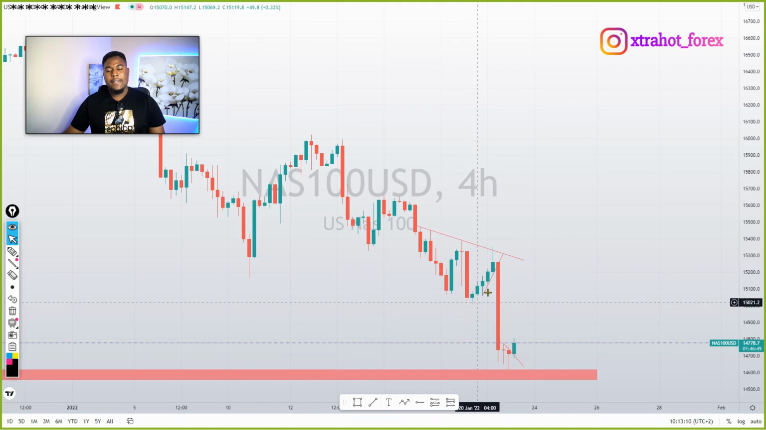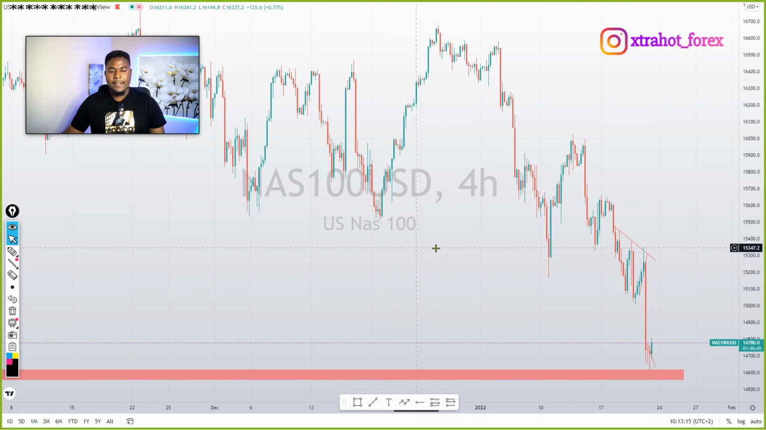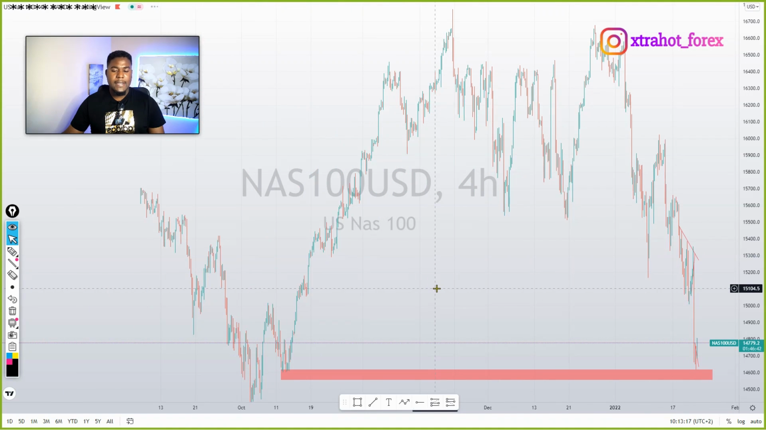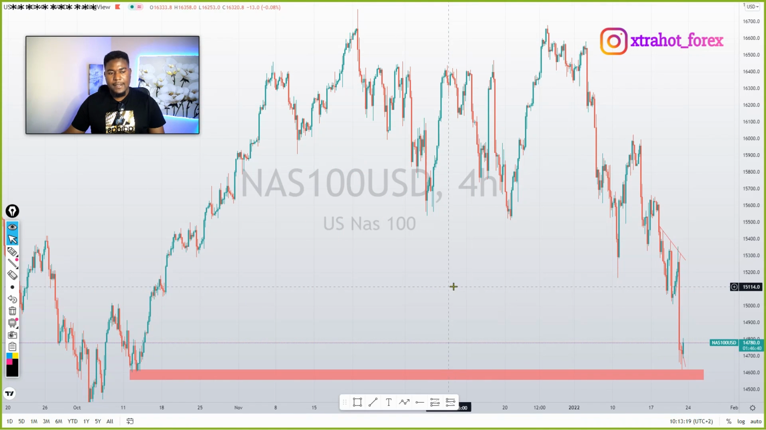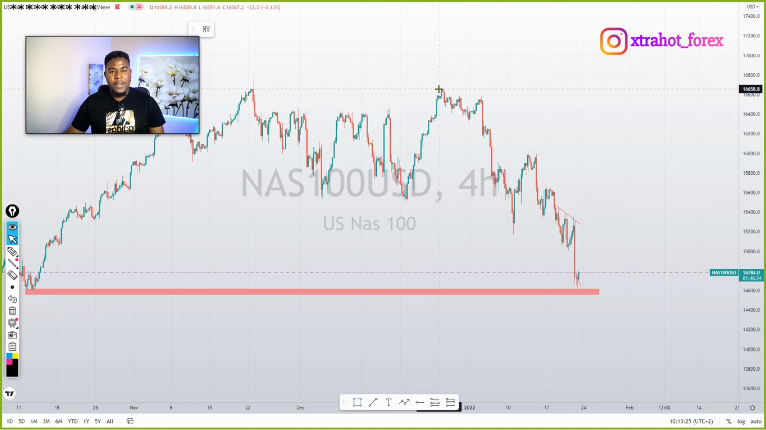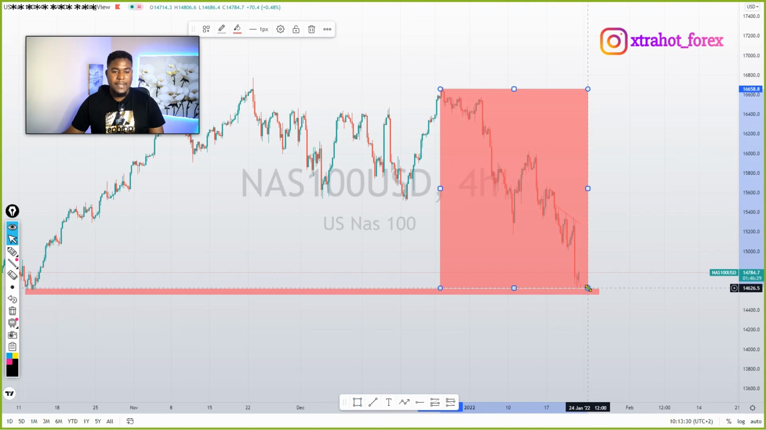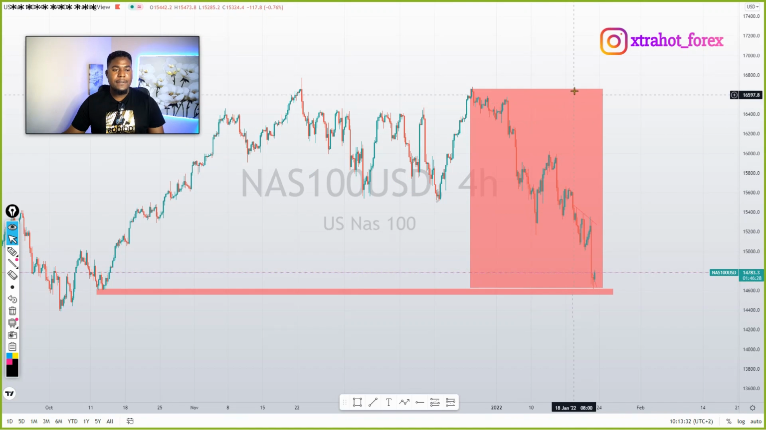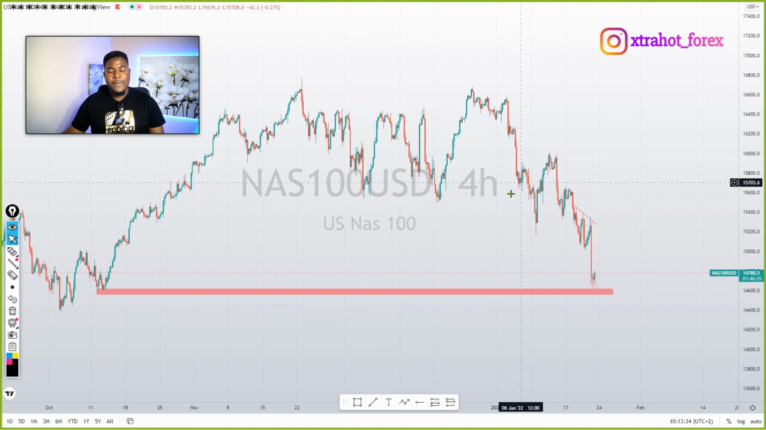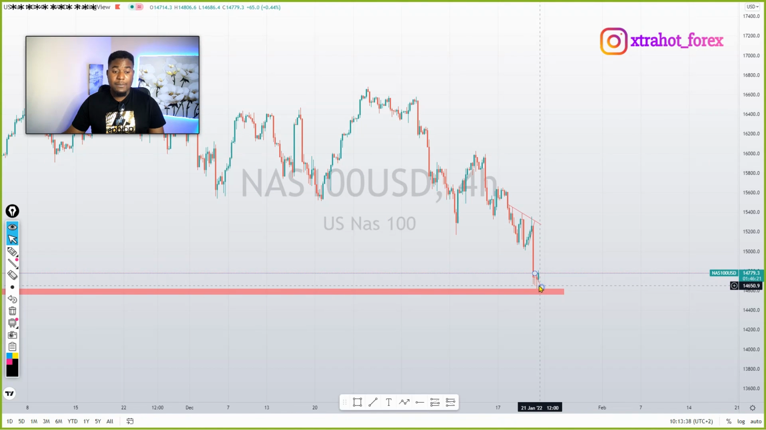So let's go straight to Nasdaq. So here we are on Nasdaq, guys. We can see that the sell-off is quite big. If we check, actually from December, the market has been just selling. Just look at this. The market has been selling for some time now. So which means now the market is creating something like a support area.